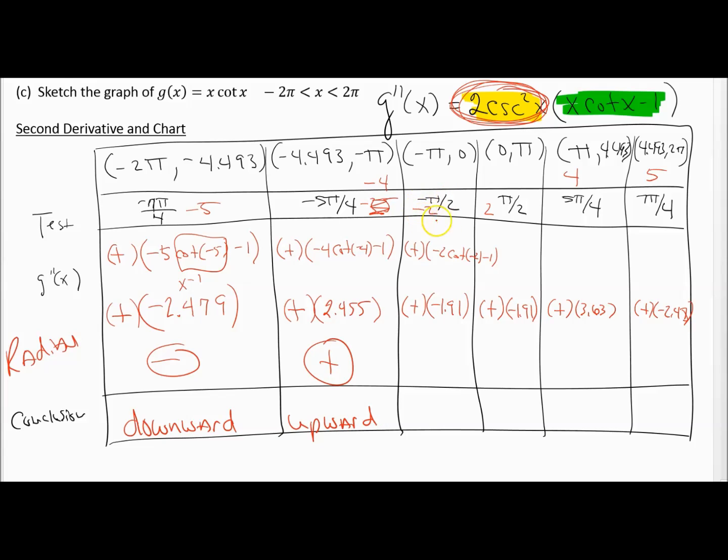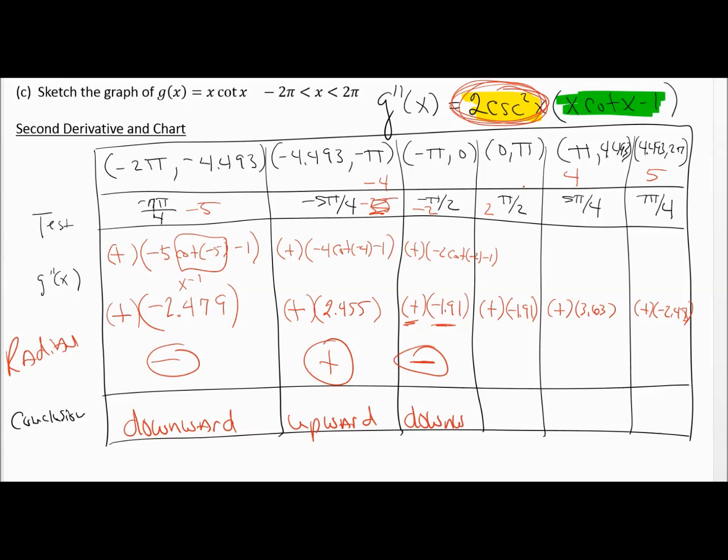Alright, my next value, I plugged in negative 2, because negative 2 is between 0 and negative pi. Remember, negative pi is negative 3.14. So that's going to be negative 2 times the cotangent of negative 2, subtract 1. Again, I calculated the tangent of negative 2 first. I took the reciprocal of that, multiplied it by negative 2, and then subtracted 1 in my calculator, and that gave me negative 1.91. But a positive times a negative is overall a negative, so we're back to concave downward. Plugged in positive 2.